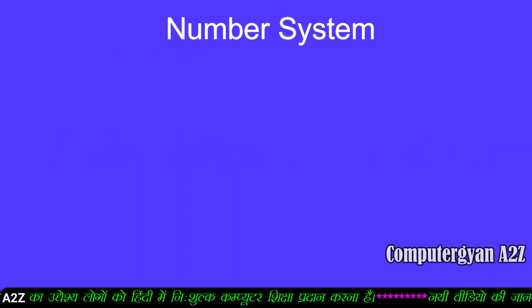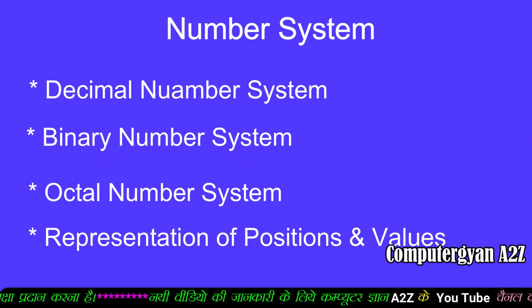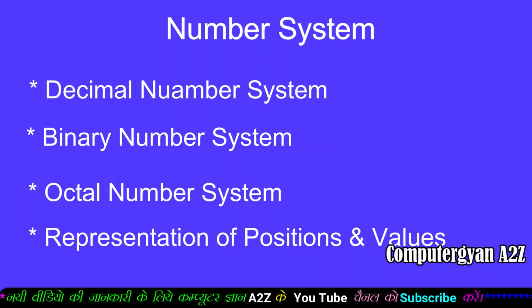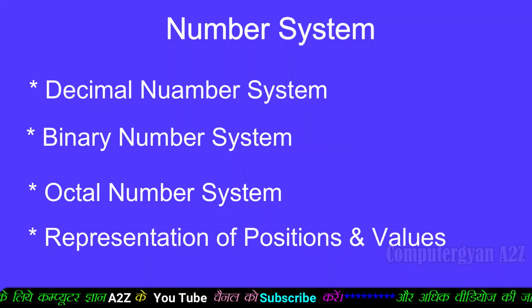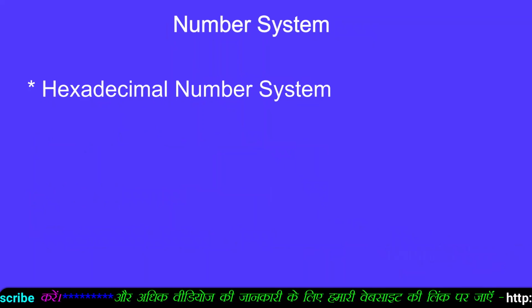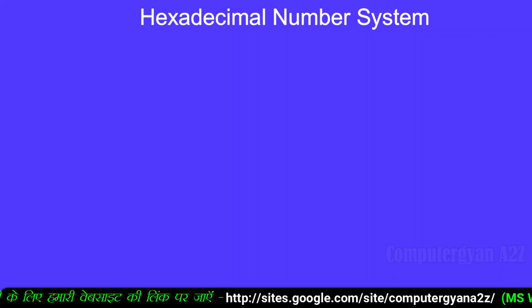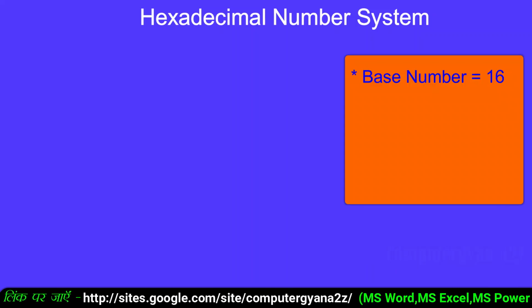Dear students, we have covered the decimal, binary and octal number systems, and how to represent their positions and values, in the previous tutorial. Now we'll learn the hexadecimal number system today and start conversion to the decimal number system. Hexadecimal number system. The hexadecimal number system has 16 as the base number.